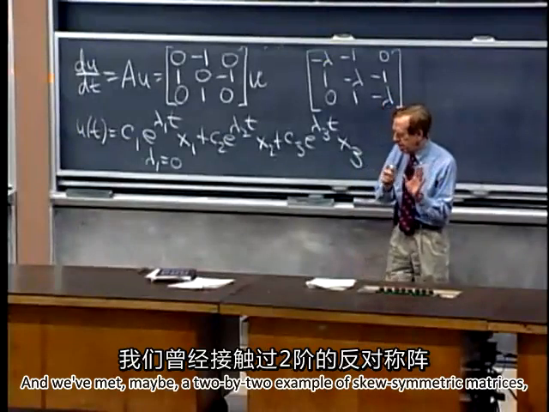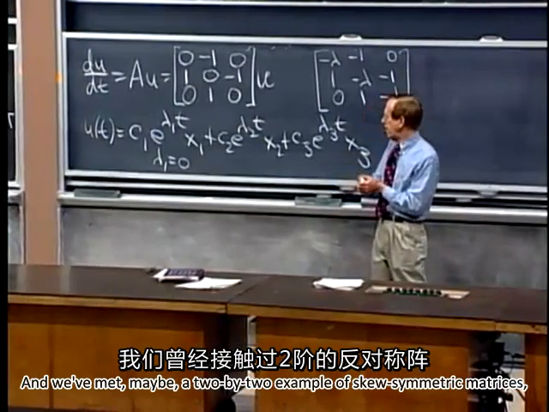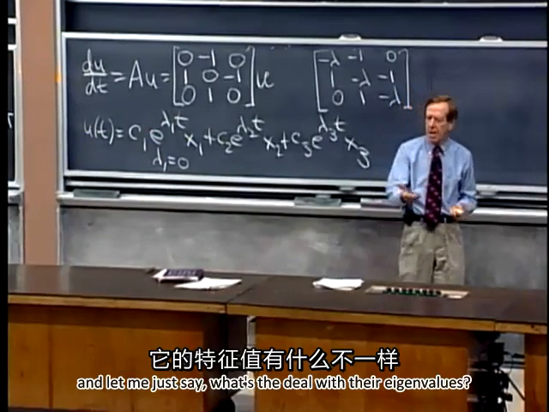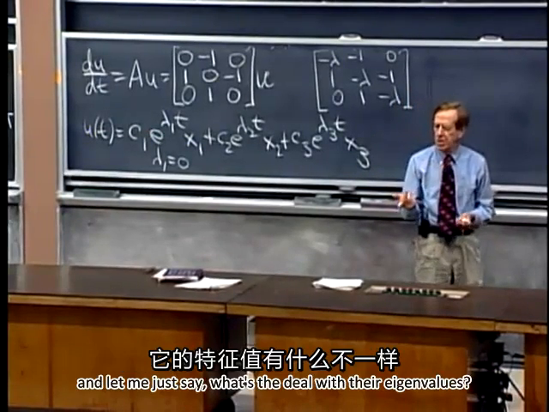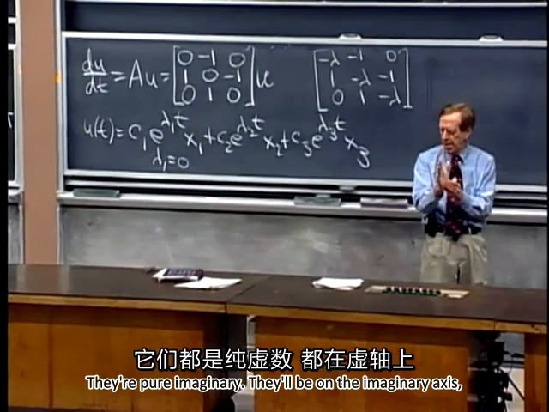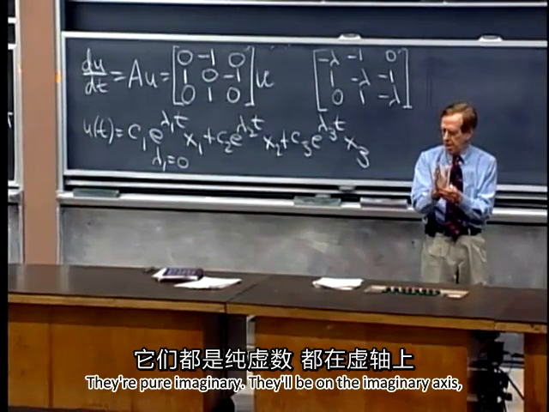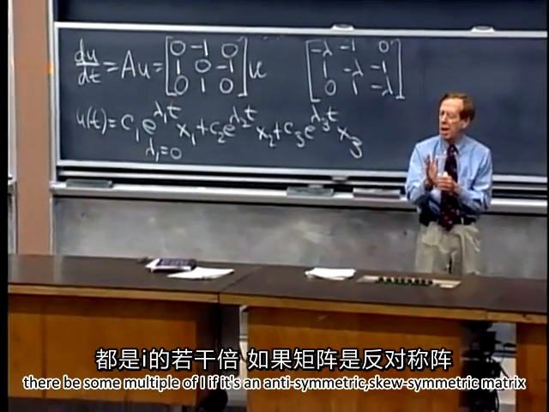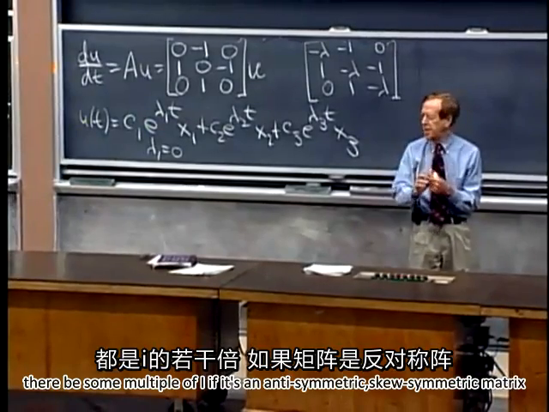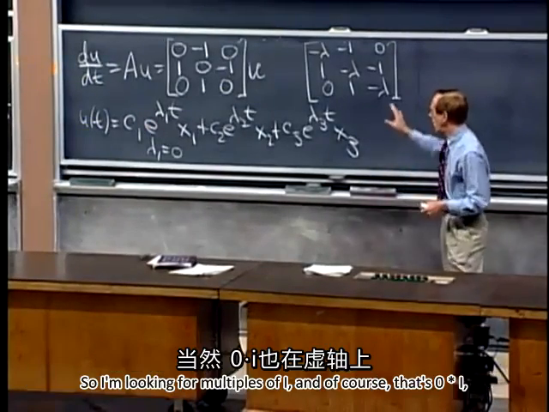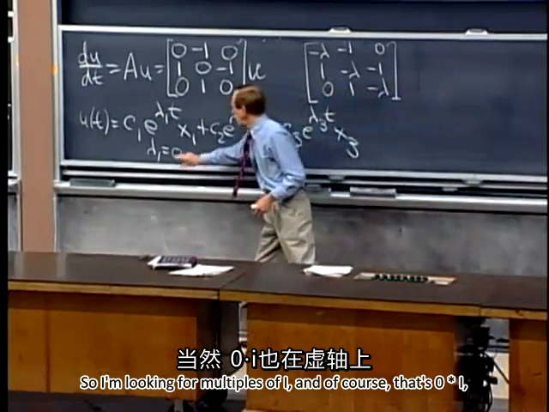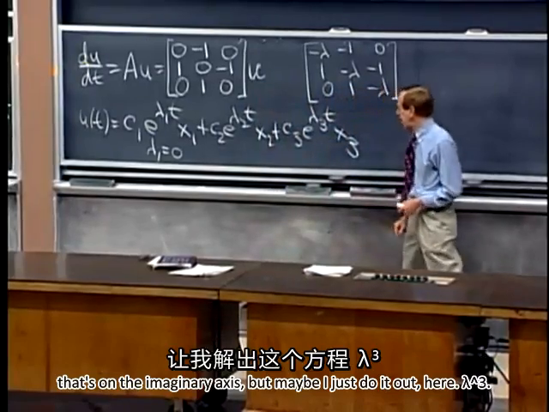And we've met maybe a 2-by-2 example of skew-symmetric matrices. And let me just say, what's the deal with their eigenvalues? They're pure imaginary. They'll be on the imaginary axis. There'll be some multiple of i if it's an anti-symmetric, skew-symmetric matrix. So I'm looking for multiples of i, and of course, that's 0 times i. That's on the imaginary axis.